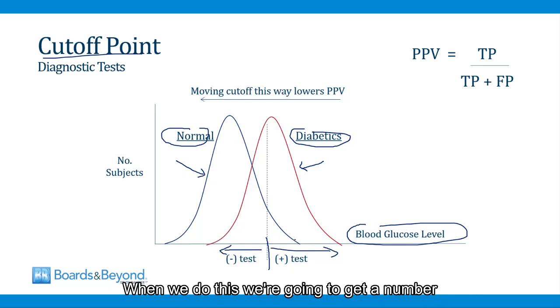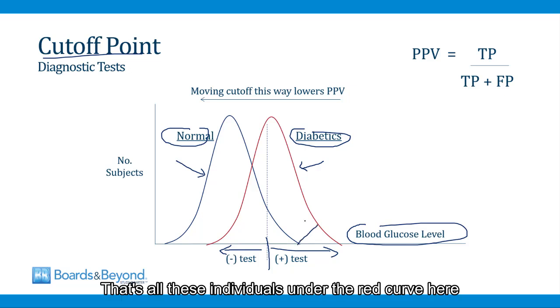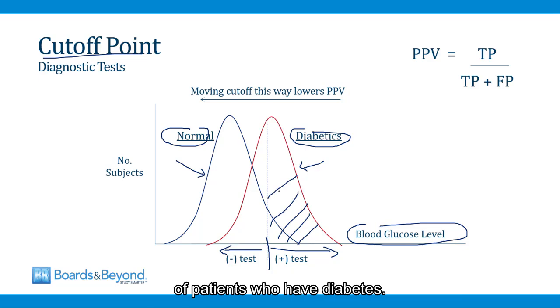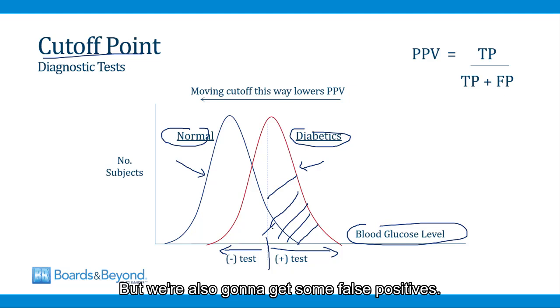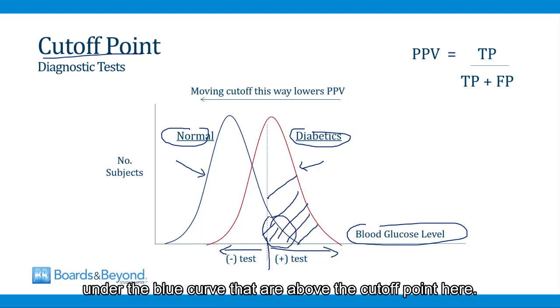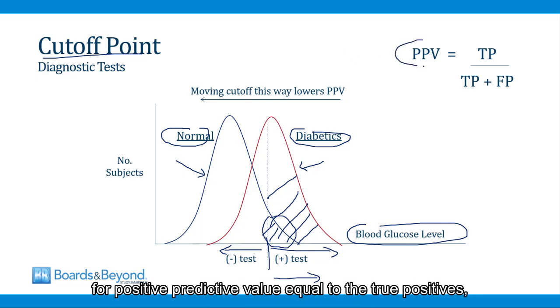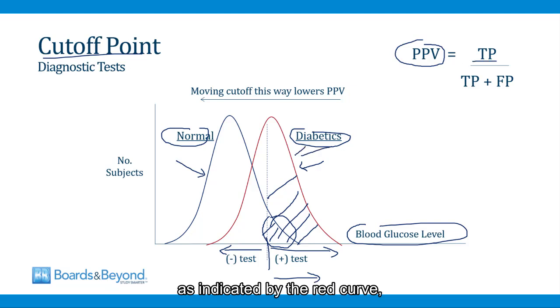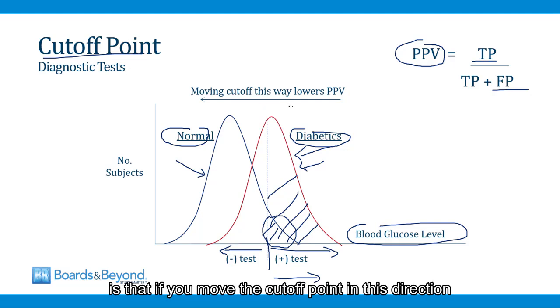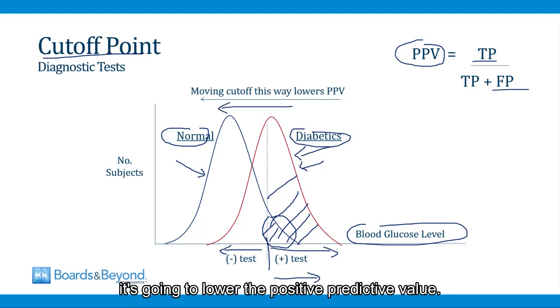When we do this, we're going to get a number of true positives. That's all these individuals under the red curve here of patients who have diabetes. But we're also going to get some false positives. That's these patients right here under the blue curve that are above the cutoff point here. So this cutoff point will give us some number for positive predictive value equal to the true positives, and there are a lot of those as indicated by the red curve, divided by the true positives plus the small number of false positives. And what you need to know for your board exams is that if you move the cutoff point in this direction, it's going to lower the positive predictive value.